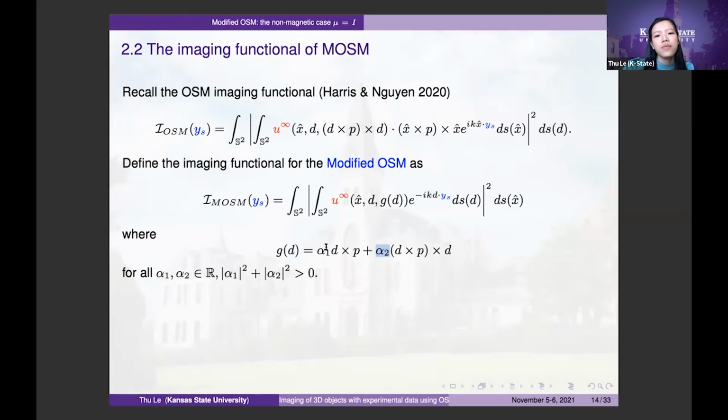So here, at least we can have more relaxation on the polarization, where alpha 1 and alpha 2 are some numbers. And also we interchange the role of X hat and D in the old imaging functional. Anyway, this is the new formula, the modified version of OSM. And then we obtain the lemma: we can rewrite this imaging functional in terms of the far field pattern. This lemma is very nice because we can access the far field operator of the data directly.